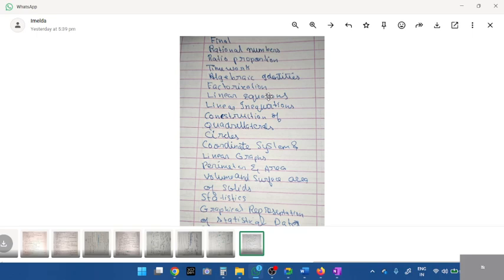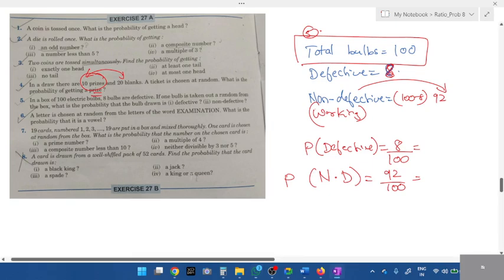And try these two questions for homework, students. Try these two questions, 6th and 7th. You write it and send it. Even if you're not sending, fine. You write and keep the answers with you. Tomorrow I'll discuss. Clear? What's the answer for this? Very good. 2 by 25, 23 by 25 is the answer.